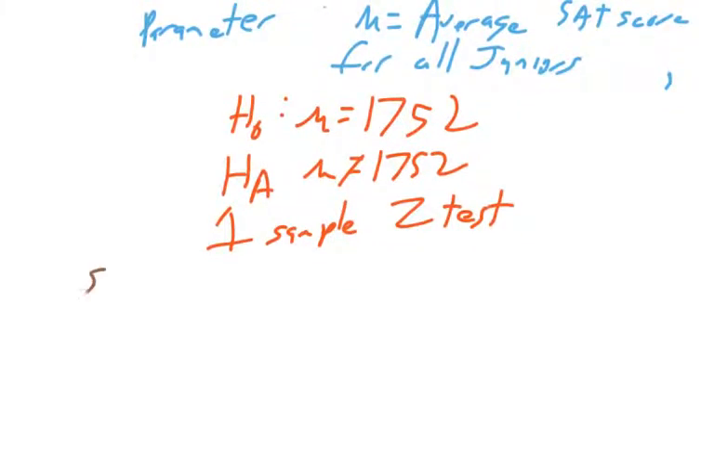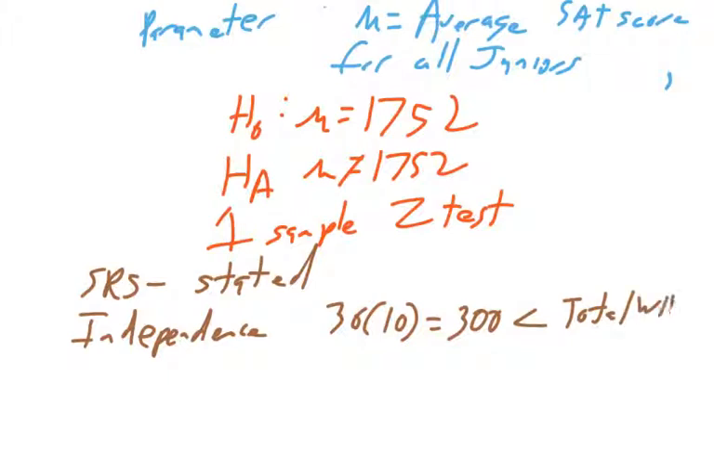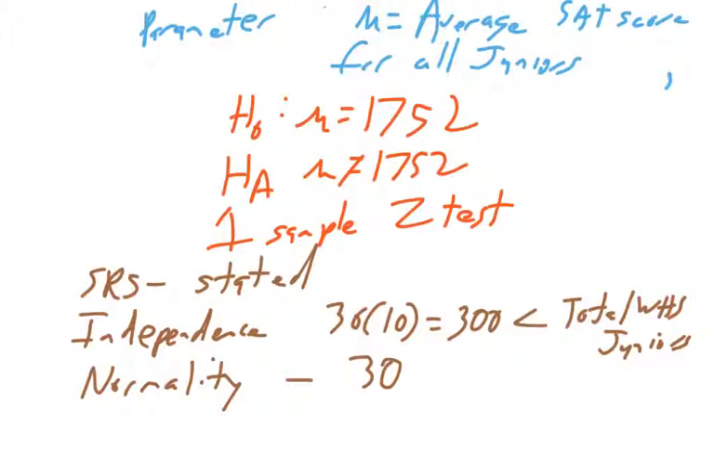So the next part is conditions. SRS is stated. Independence: we got 30 times 10, which is 300, which is less than the total WHS juniors. And for my normality, I did 30, which is the perfect amount for us to use the central limit theorem to say that it is approximately normal.